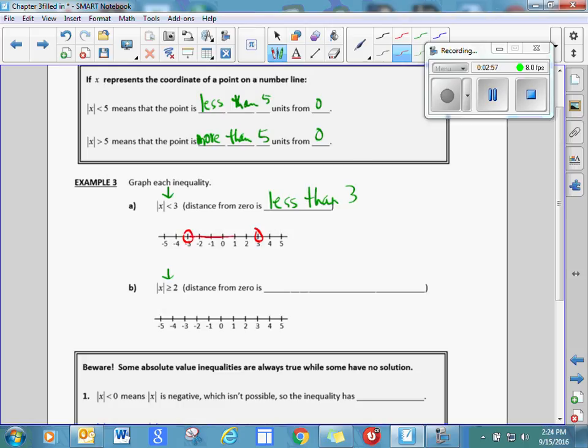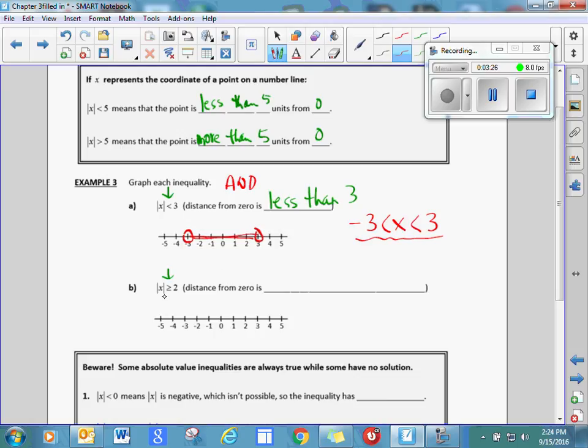So how we write this algebraically is with an and type inequality statement. -3 is less than x, x is also less than +3. This is an and type equation. If you need to go back to 3B and look at those, stop the video now, go back, look at your notes, and come back in when you've refreshed your memory.